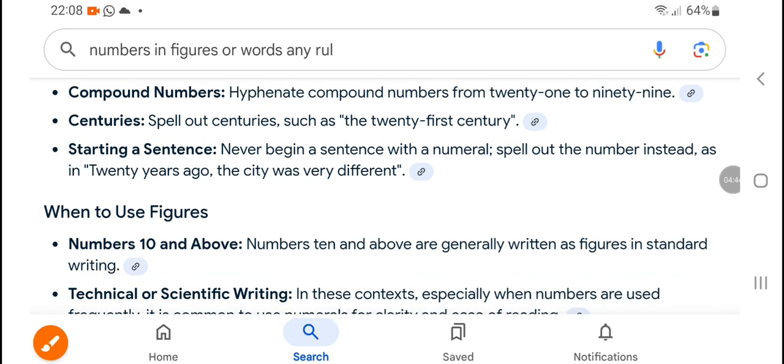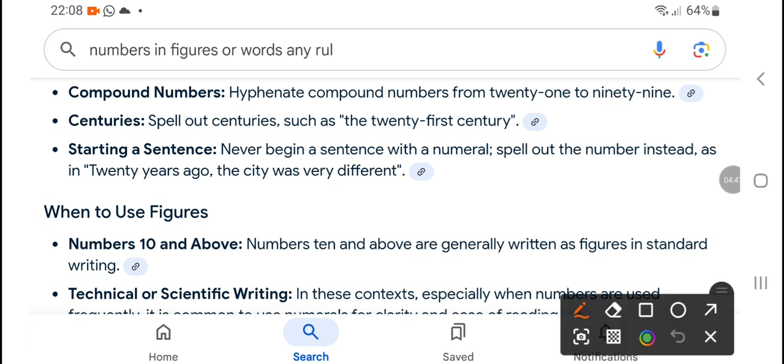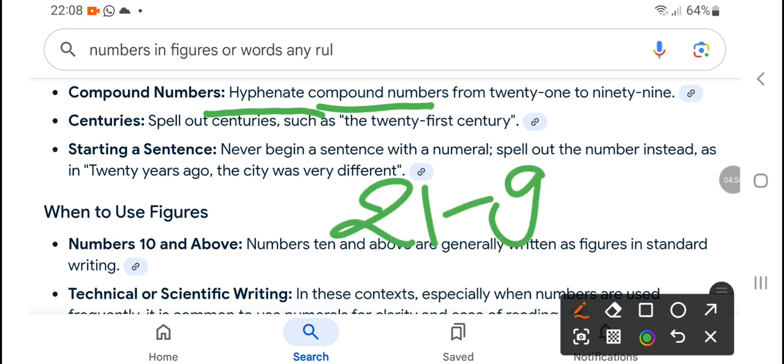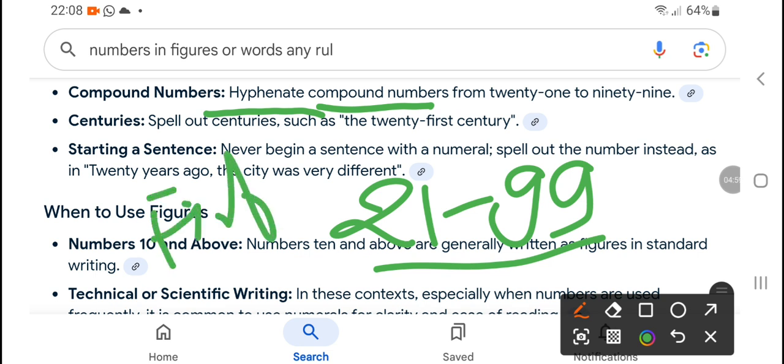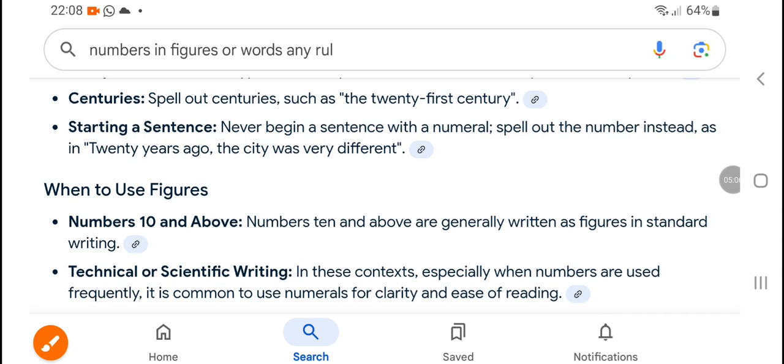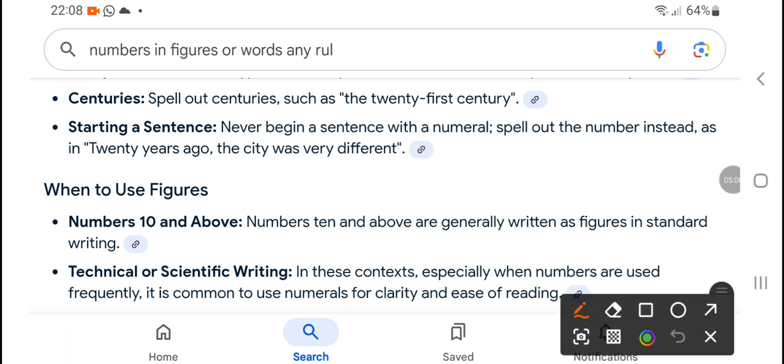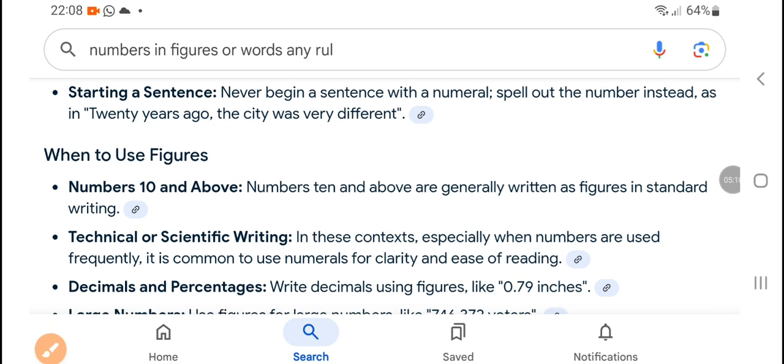Okay, now compound numbers. Hyphenate compound numbers from 21 to 99. Please remember these numbers. So here 55 should be hyphenated this way. Okay. Now next, centuries. Spell out centuries such as 21st century, right? 22nd century.